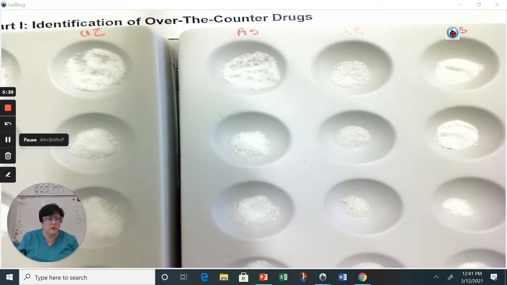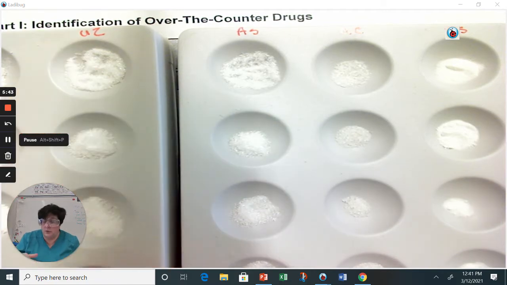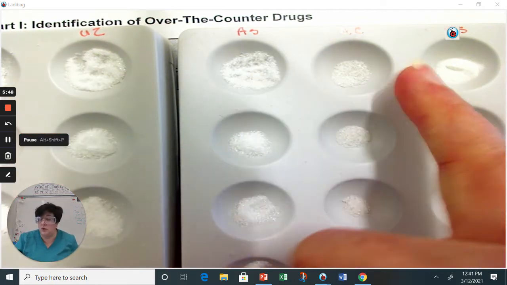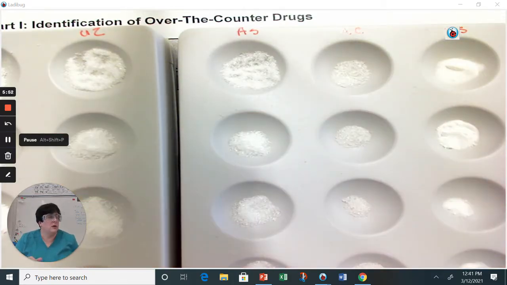You're like, oh, you just confused me, Miss Silvestri. After it focuses, this is our unknown 2. I moved the first plate to be beside unknown 2 so you can compare these 3 physical appearance to unknown 2. Okay, and you're writing down what you see.